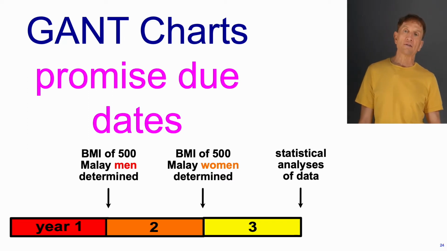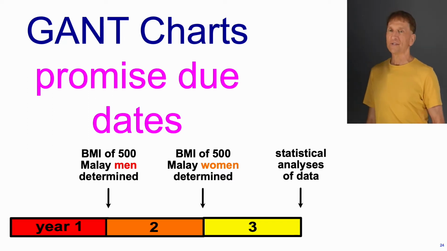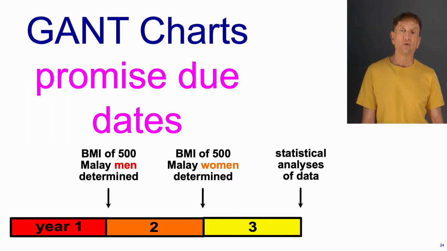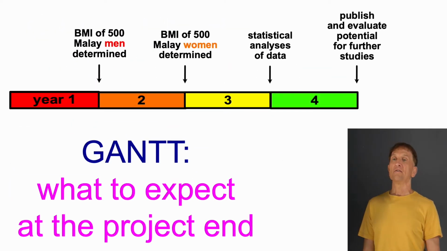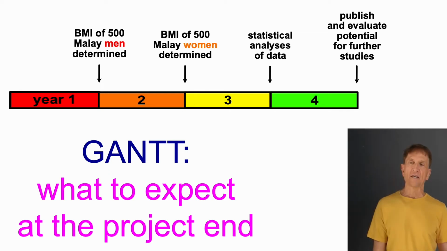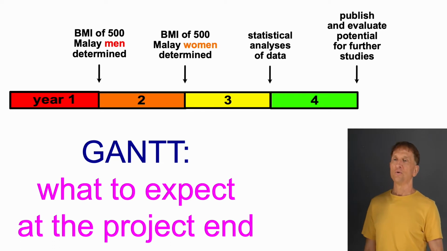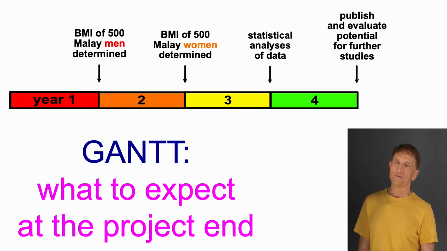We may correct and group for age factors or people who don't observe Ramadan but are Malay and were studied. In year 4, which could be the end of the project, we'll publish what we've got and evaluate the potential for further studies. In other words, the potential for a follow-on proposal. The Gantt chart shows you what to expect at the end of the project. And that's the most salient thing about milestones.